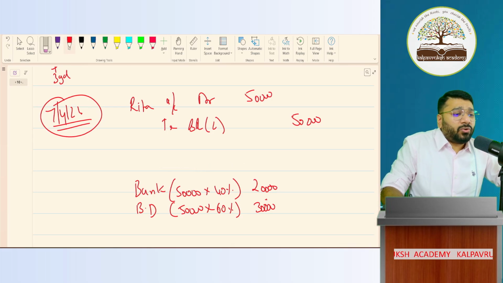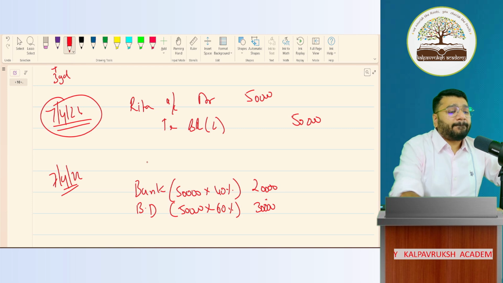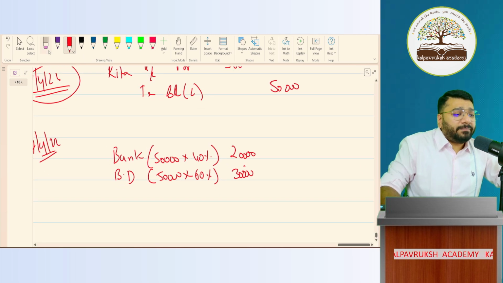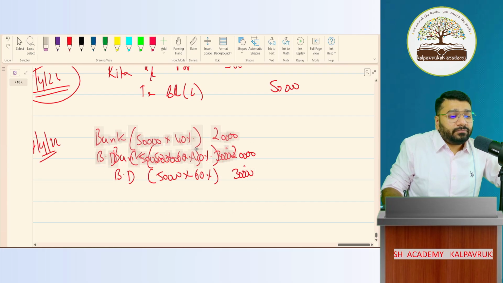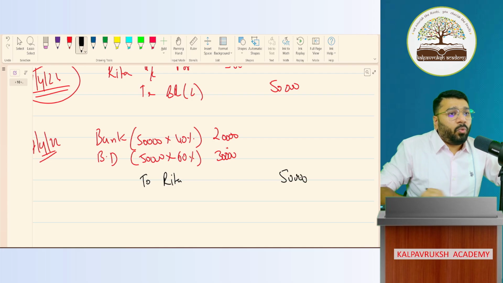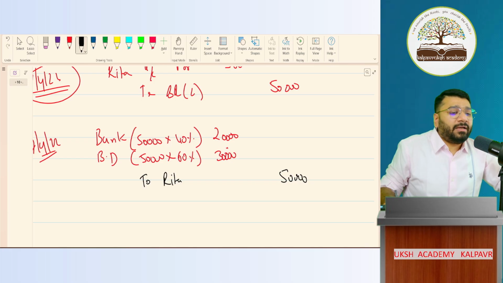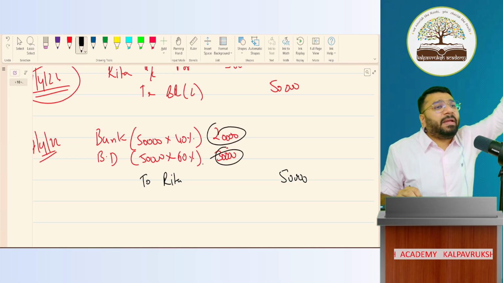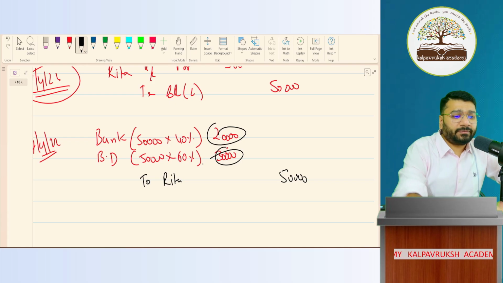On that day, we are closing Rita's ledger. 7 April 22. Bank account debit, bad debt account debit, to Rita. How much? 50,000. What is the balance in Rita's ledger now? 0. Because in that, 20,000 received and 30,000 transferred to P&L as bad debt. Got it? Got it? Not got it.